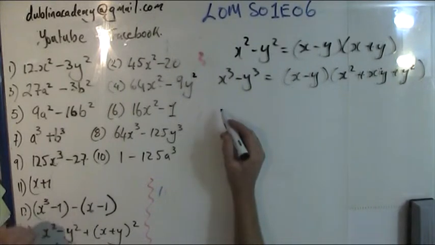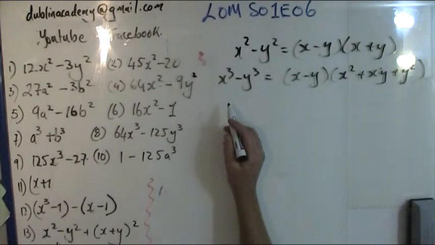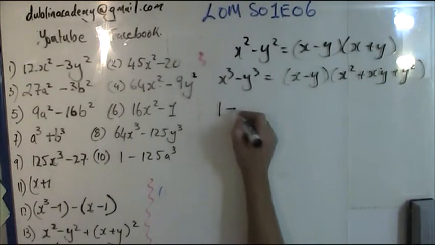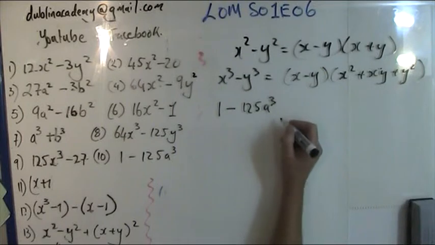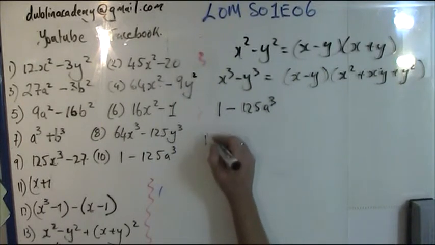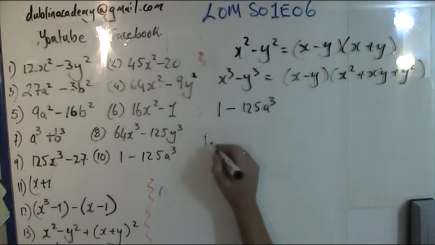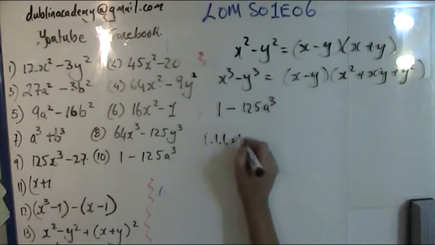So for example, here's a very good one to remember: 25a cubed. Now 1 can be 1 squared or 1 cubed, or any index you can choose, because 1 by itself is always going to be 1.